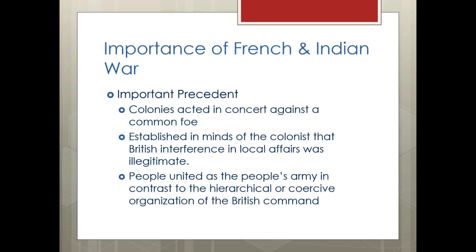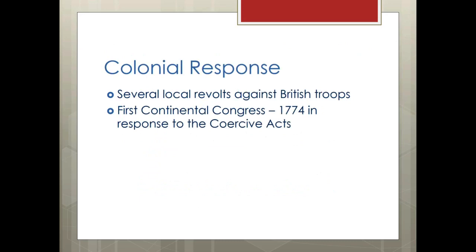So the French and Indian War became important only in that it was that war and the subsequent events of that war that led the colonists to begin to act in concert against what they viewed as their common foe, Britain. And it established in the minds of the colonists that the British interference in local affairs was illegitimate. So the people united as the People's Army in contrast to the hierarchical or coercive organization of the British command. And one of the first things that the colonists began to do is to engage in revolts against British troops.